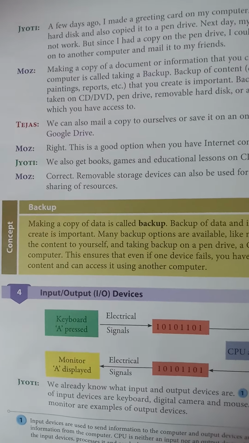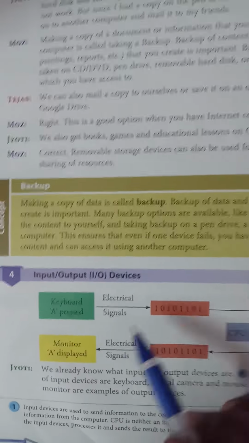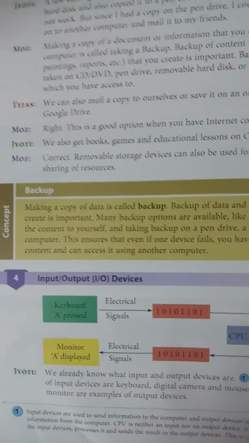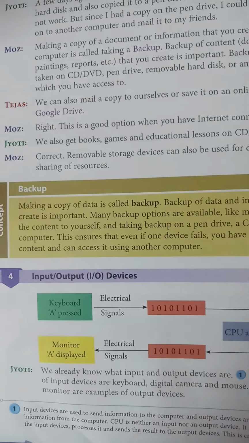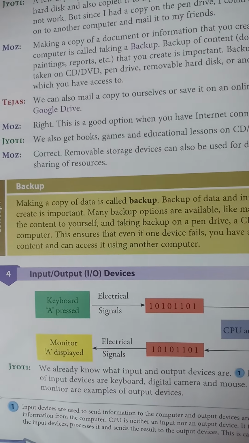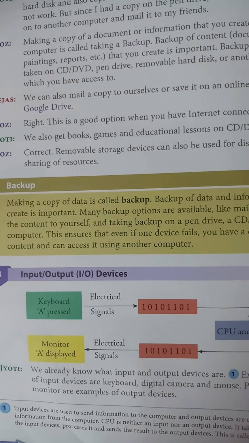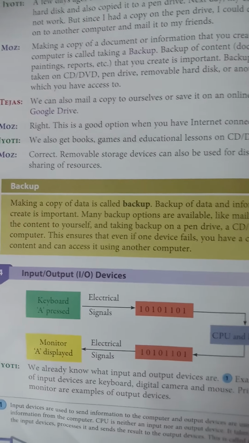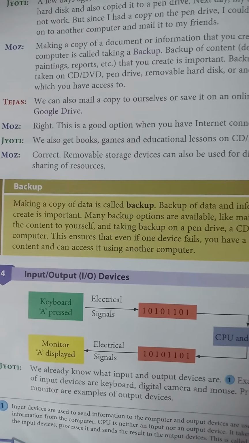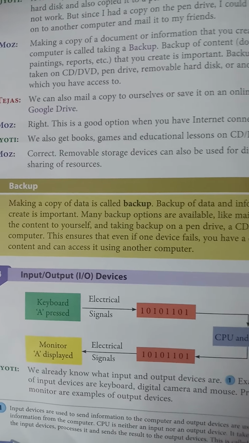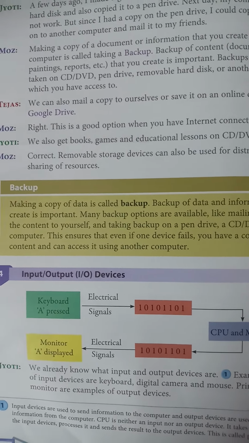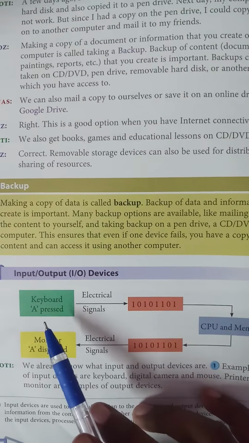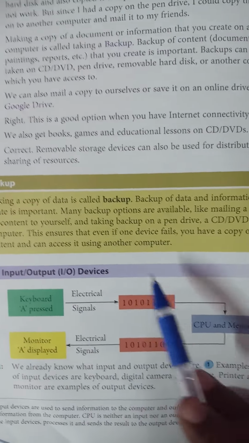So here, input output devices. On the keyboard, when you press A, it will change into electrical signals, like binary digits 1 0 0 1. This is because the CPU cannot understand our language, it cannot understand this A. It understands only binary language.